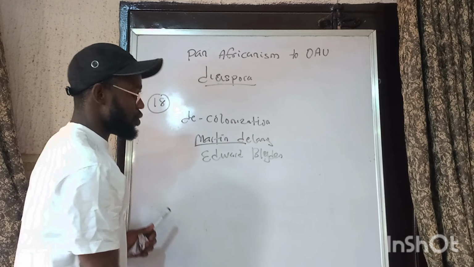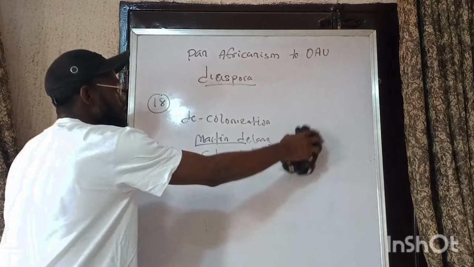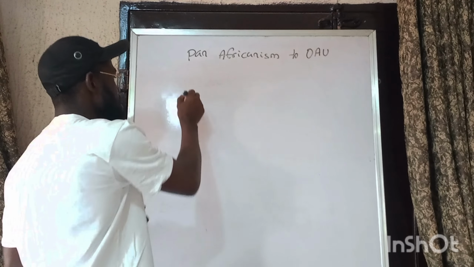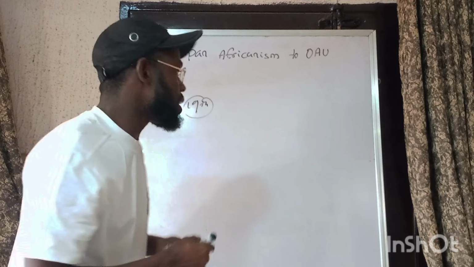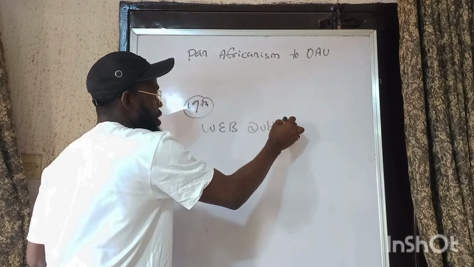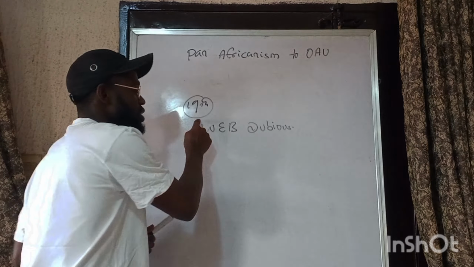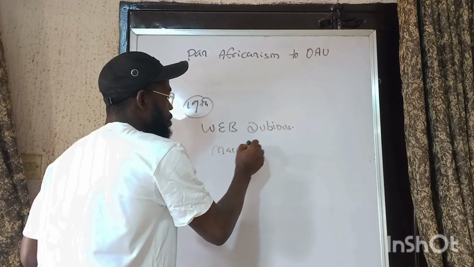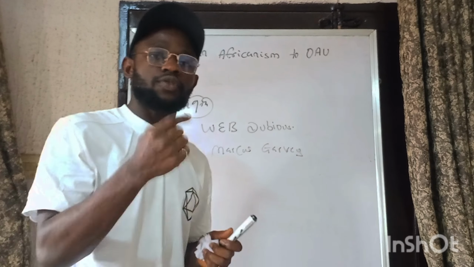Besides this period, it's highly important for you to know the Pan-Africanists that existed in the 19th century because of your exam. In the 19th century, there were also other Pan-Africanists. But the main Pan-Africanist you need to remember is a guy called W.E.B. Du Bois. W.E.B. Du Bois was a great Pan-Africanist in the 19th century. We also have someone else called Marcus Garvey. But what do you need to remember for this year's exam?